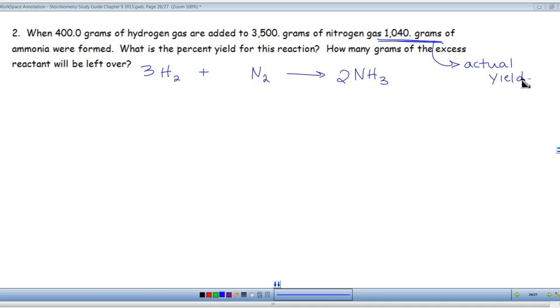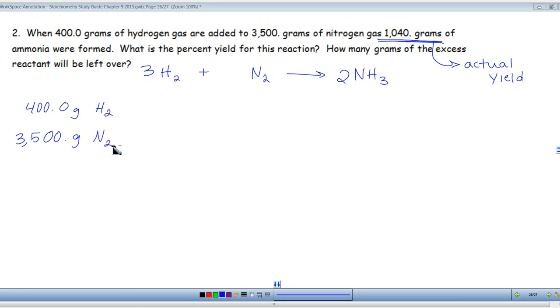The theoretical is calculated by using the limiting reactant. Oh, brother, we got a lot of work to do. So before I can do the limiting reactant, I cannot work with those masses. The original amounts of hydrogen and nitrogen were given in grams. We have to get those out of grams into moles. One is 400 grams of hydrogen gas, which is diatomic, and the other is, oh brother, 3,500 grams of nitrogen gas.